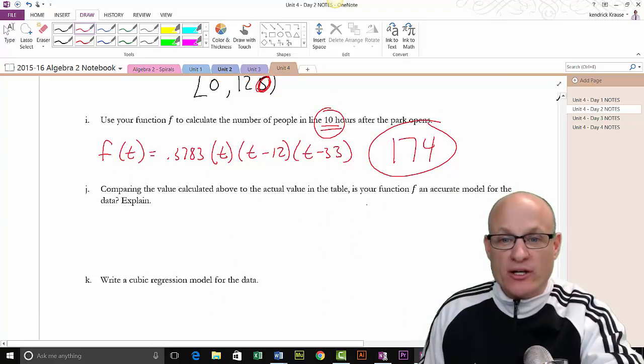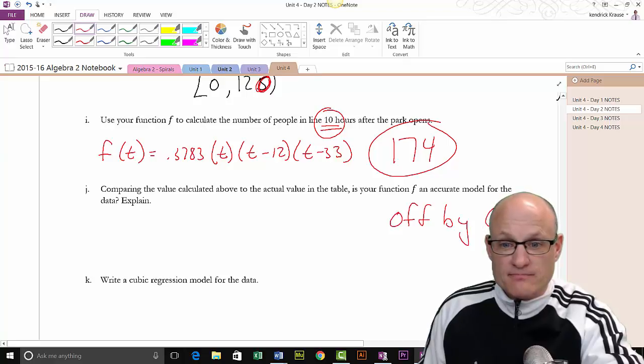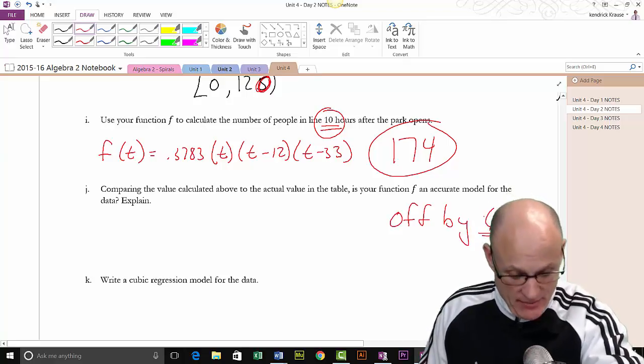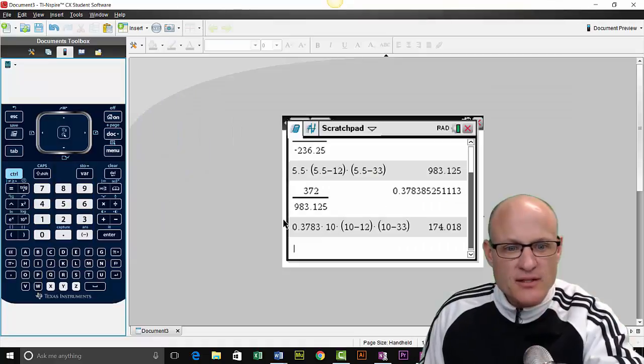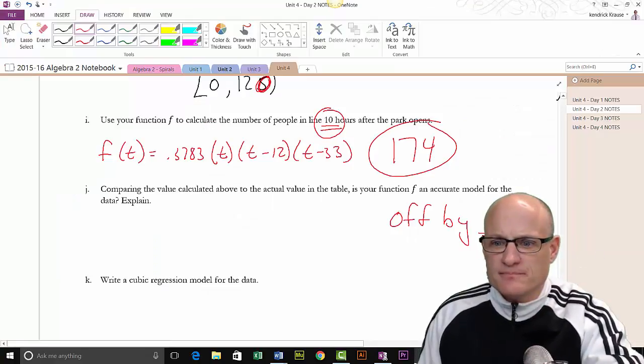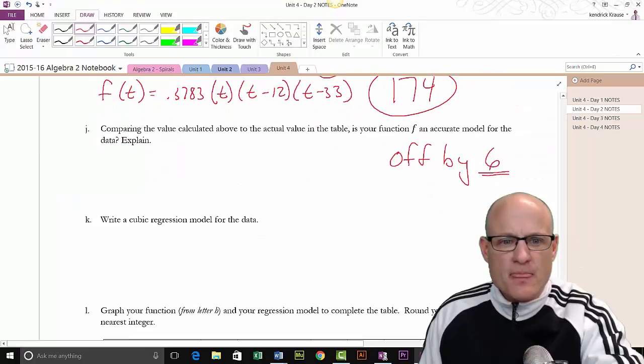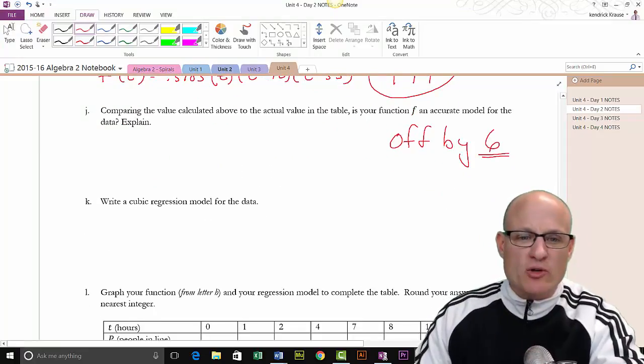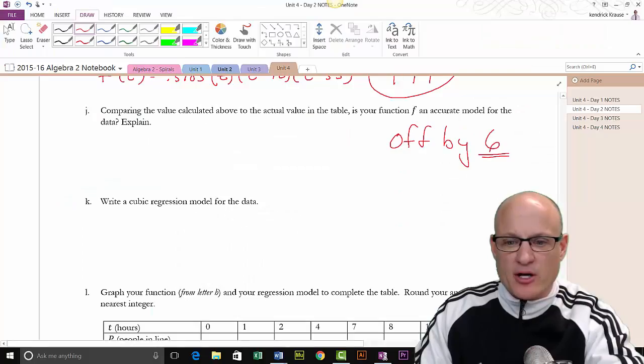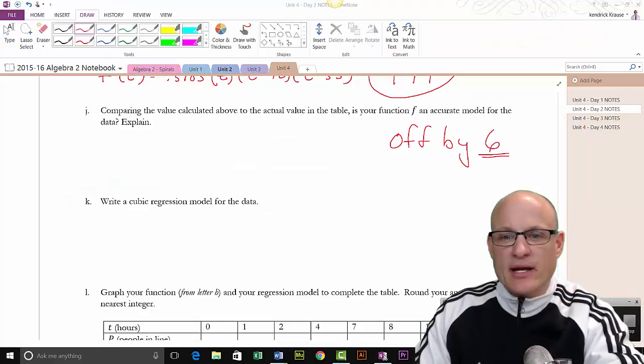Is this model pretty good? Yeah, it's pretty good. It's only off by 6. So that's actually pretty good. That's not a bad model right there. We're going to do a cubic regression model of this. So what I've got to do is pause again, and I'll come back when I have all this data in my calculator.